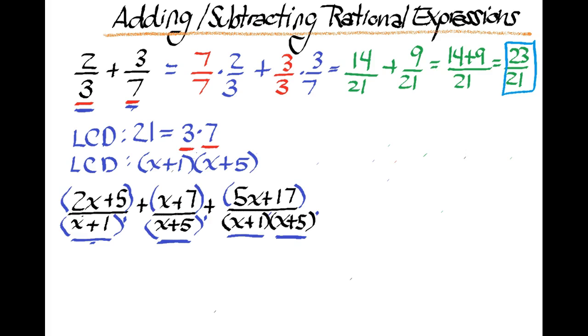So let's take a look at our first term here. We have a factor of x plus 1. Compare that to the 2 factors in our LCD. We are missing a factor of x plus 5, so we have to multiply this first term by x plus 5 over x plus 5.